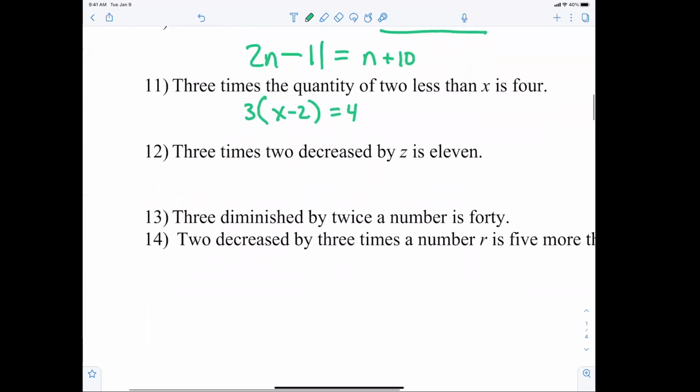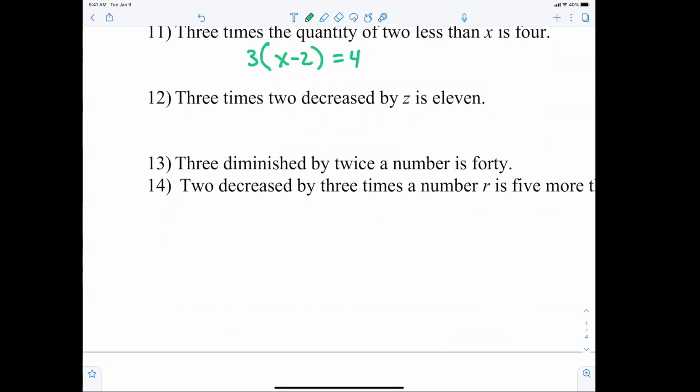KK, 3 times b. 3 times what? Read it to me. Oh wait, I switched that. It's 3 times 2 minus c. Yes. Right. 3 times 2 decreased by z. Then what? Equals 11. Yes. There you go. You good on that? All right, that was pretty good.